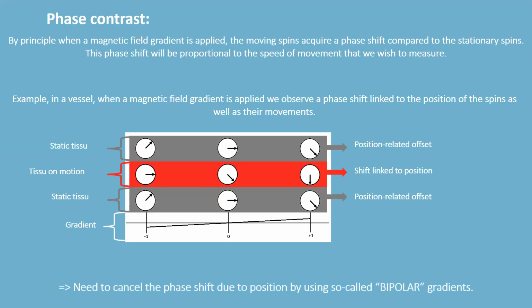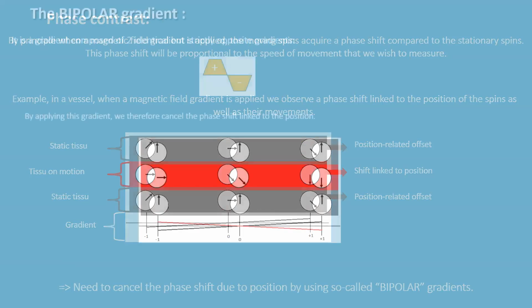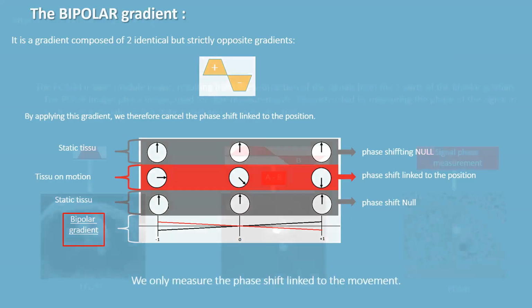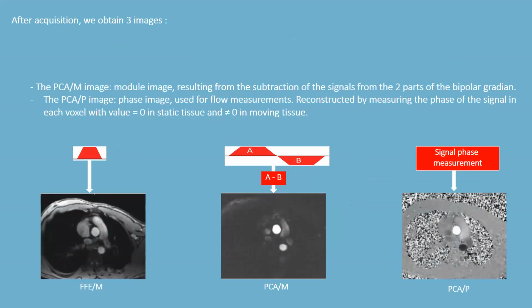We need to cancel the phase shift due to the position by using a so-called bipolar gradient. A bipolar gradient is composed of two identical but opposite gradients. By applying this, we cancel the phase shift here. After the acquisition, we obtain three images.